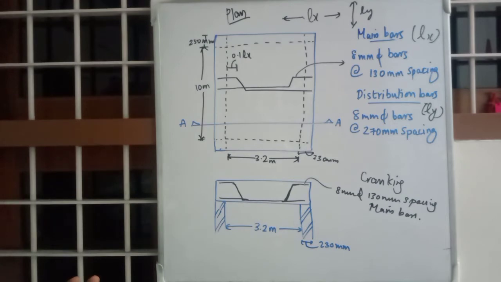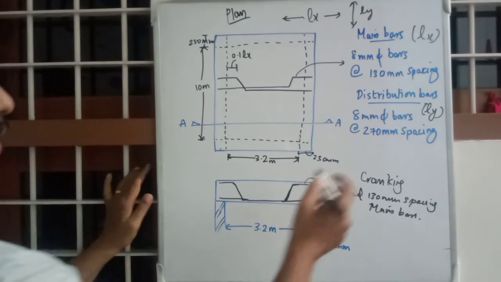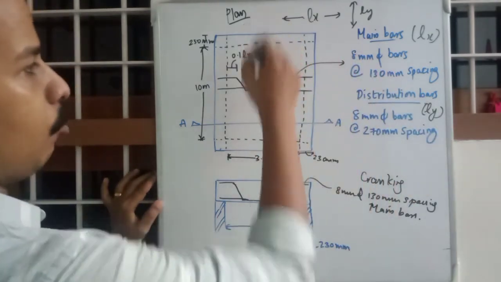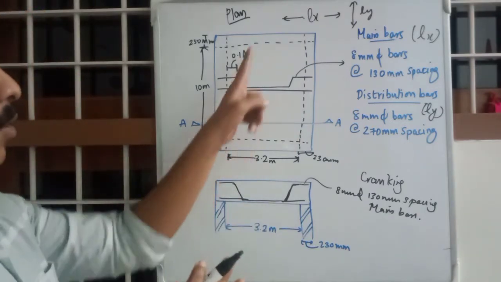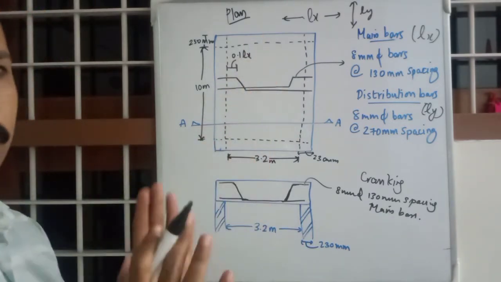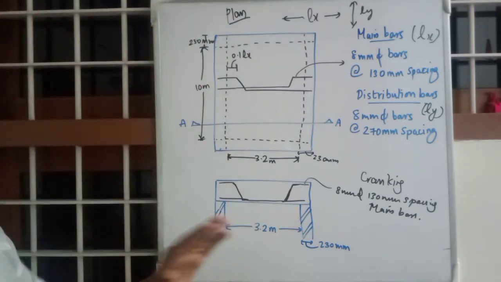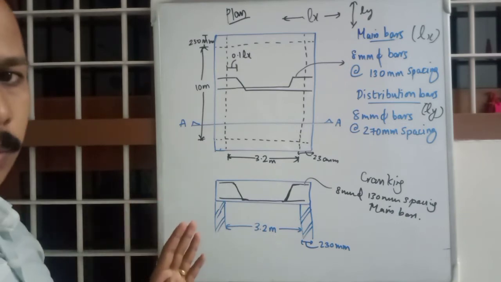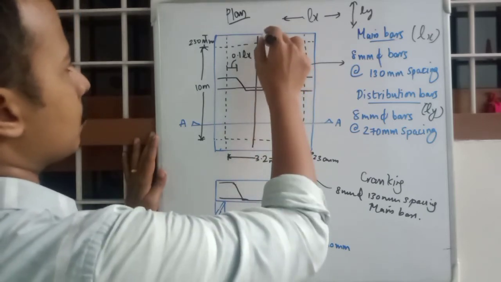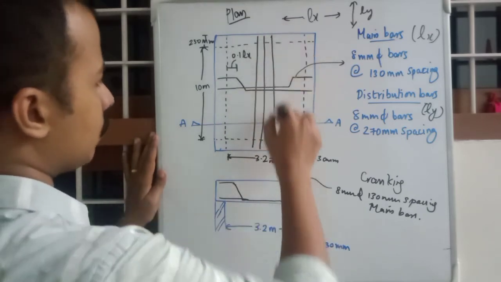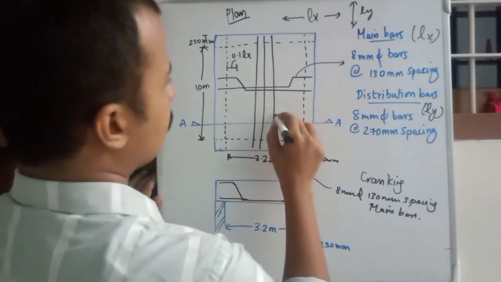Now we need to include distribution bars. Distribution bars will be in the LY direction. There won't be any cranking, because there are no supports on the two ends. So you need not give any cranking or bending up of bars. You just lay normal straight bars like this. Just 2 or 3 bars are enough to mark the information.